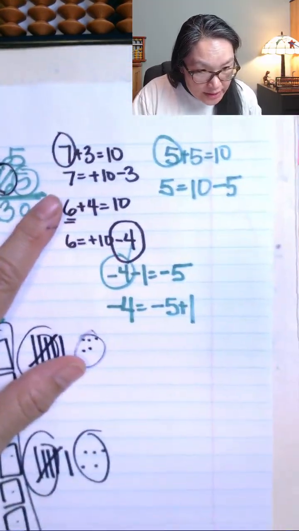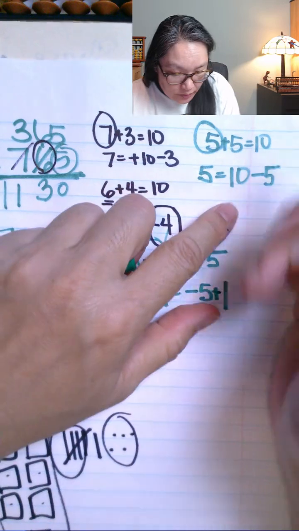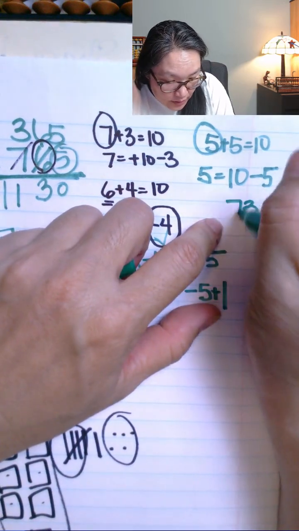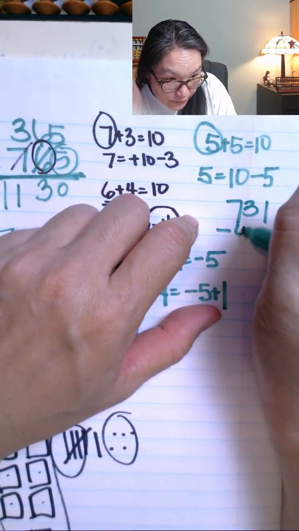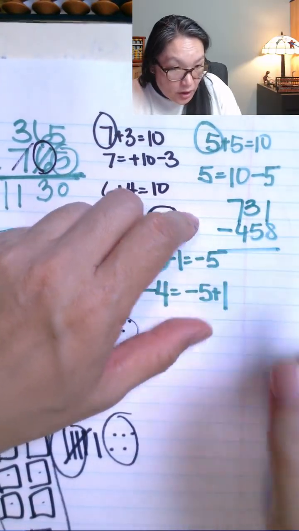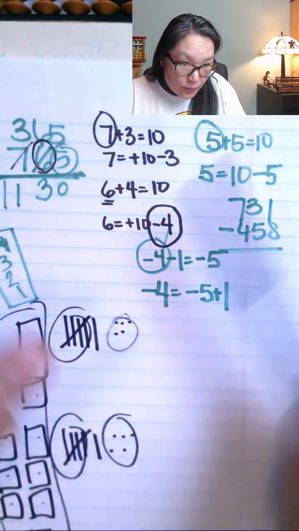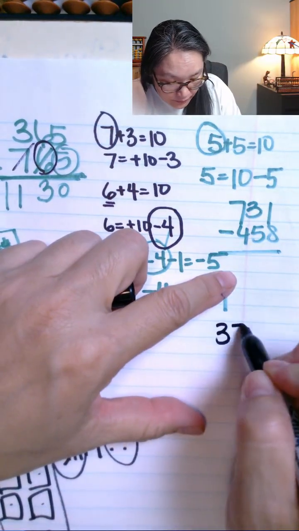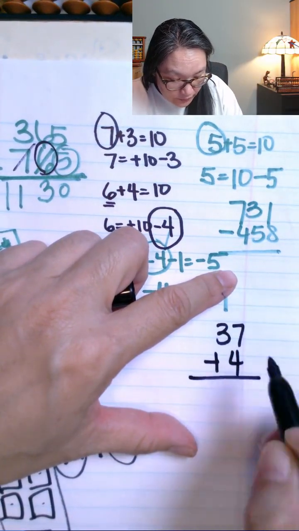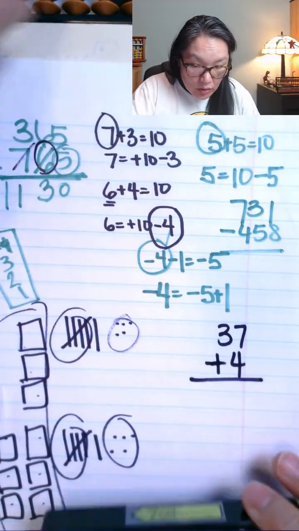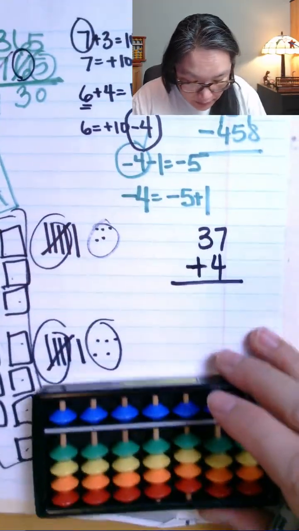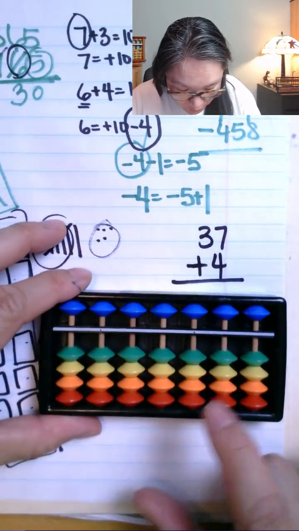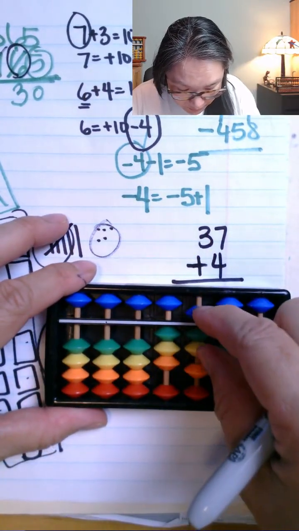Can you show 37? Okay, so let me write down 37 plus 4. Okay, so the question is 37 plus 4. So we know, Alex, after the fact, we're going to do 37 plus 7.